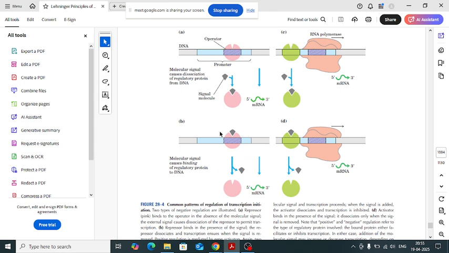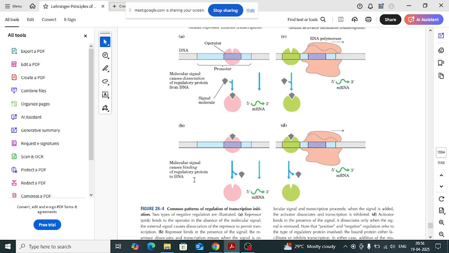So when you remove this molecular signal, it will automatically remove the repressor also, because the repressor can be bound to the operator only when the signaling molecule is present. When it is gone, the repressor will also be gone, and then it will induce the expression of the downstream gene. Okay. So here this molecular signal is causing binding of the regulatory protein to DNA.